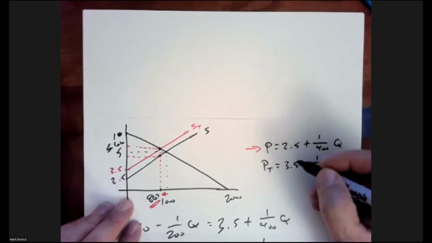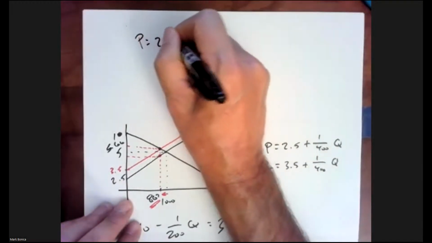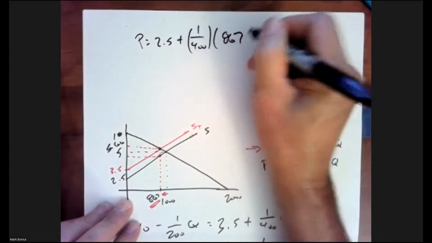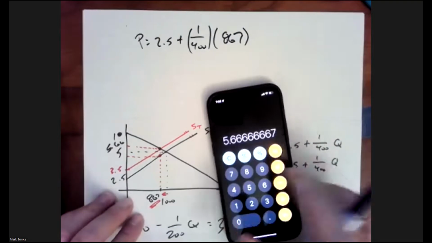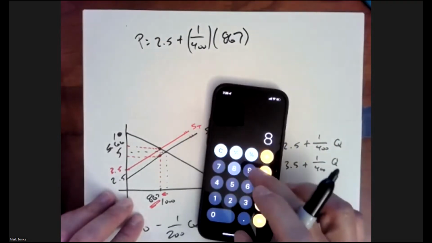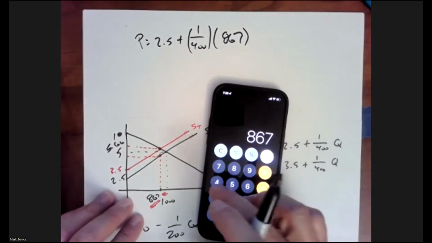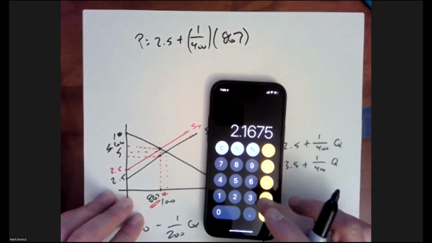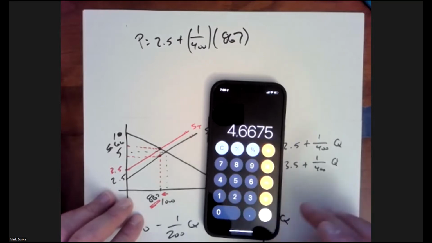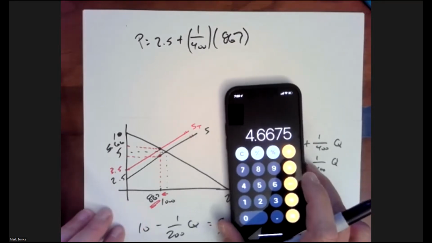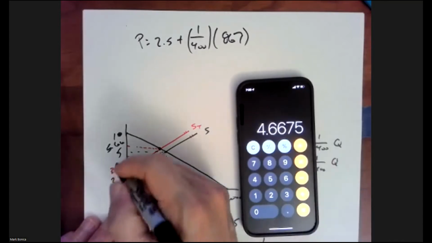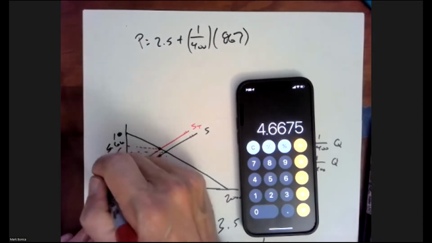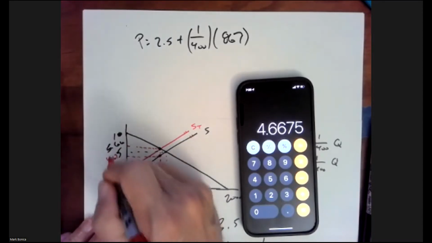So P equals 2.5 plus 1 over 400 times 867. 867 divided by 400 is 2.1675, plus 2.5, and we get 4.67. So Isabel is going to get 4.67, right?